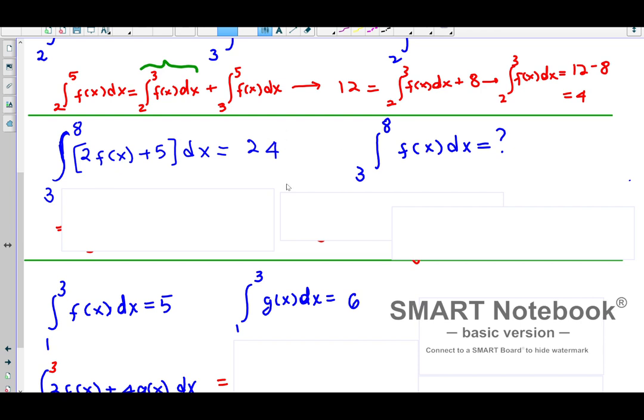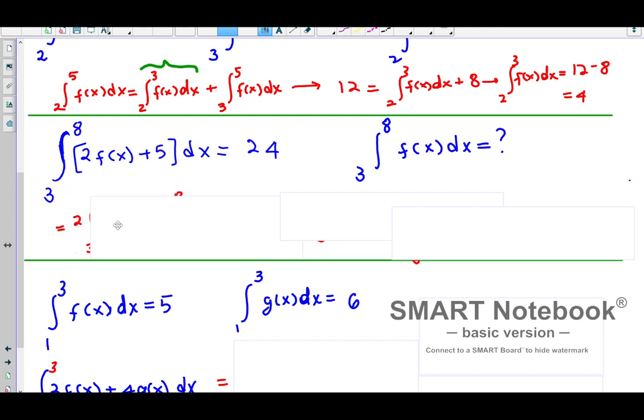So can you use this information to find the integral from 3 to 8 of just f of x dx? Let's dissect the one on the left-hand side a little bit. How can we use properties of integration to simplify this as much as possible? First of all, I can distribute the integration over the first plus over the second, and then I can factor out the constant multiple.